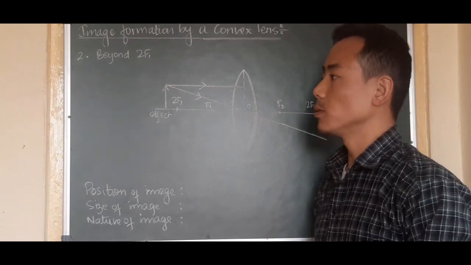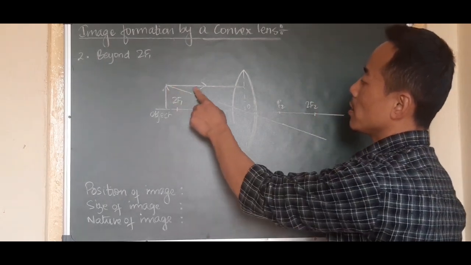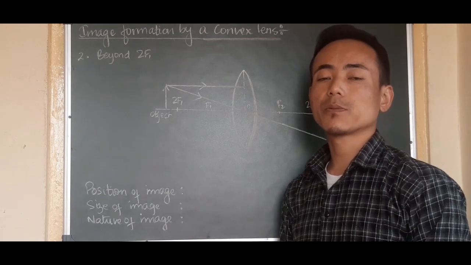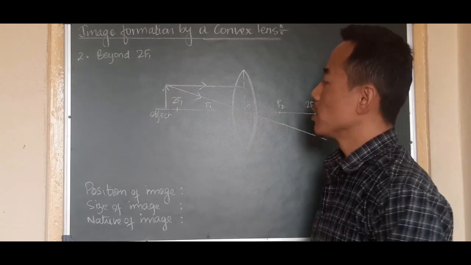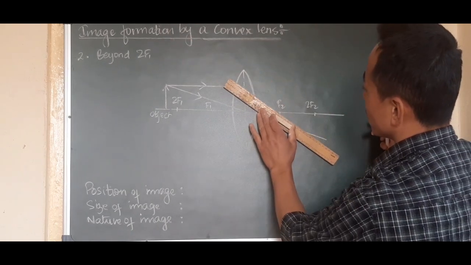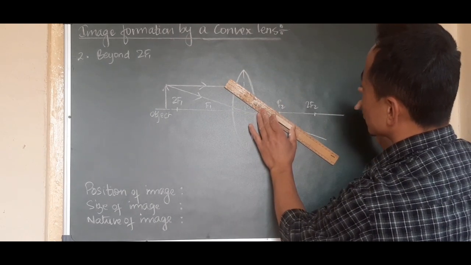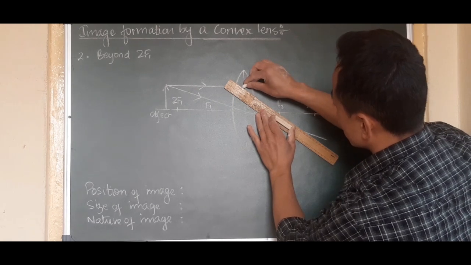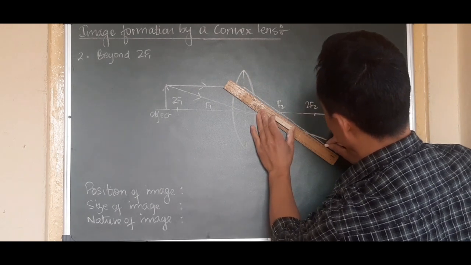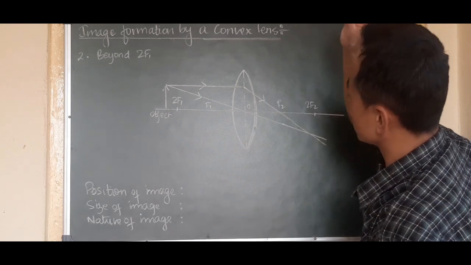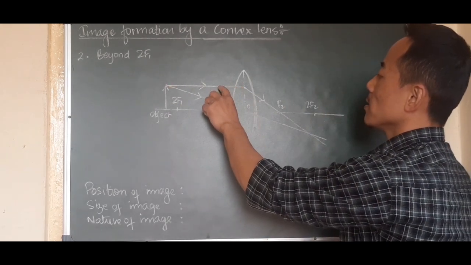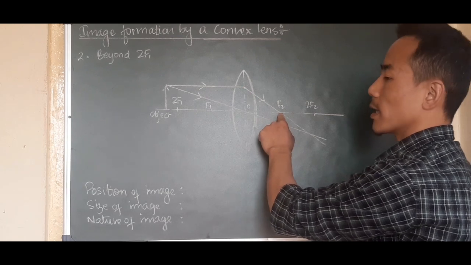Using the rules, we know that if our incident ray is parallel with the principal axis, then the rule says the refracted ray must pass through the second focus. So if you draw the refracted ray here, it must pass through the second focus f2. You simply draw the refracted ray passing through the point f2 like this. This is using rule number 1, which says if the incident ray is parallel with the principal axis, the refracted ray will pass through the second focus.